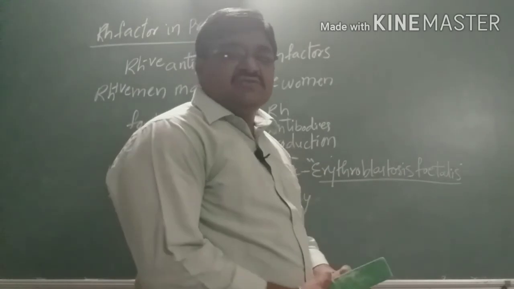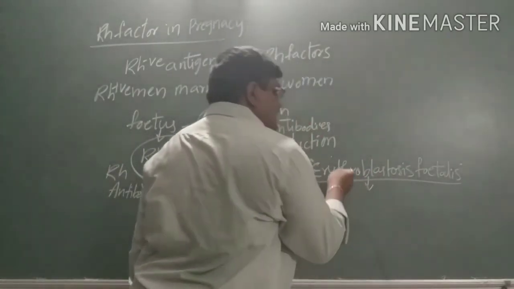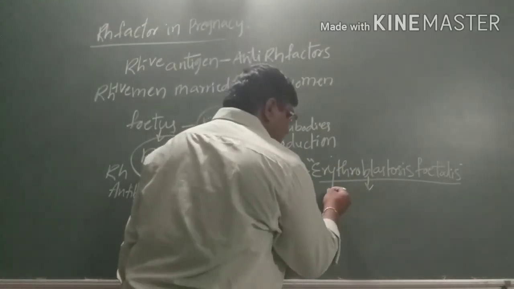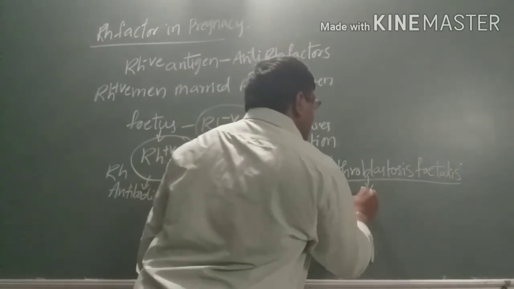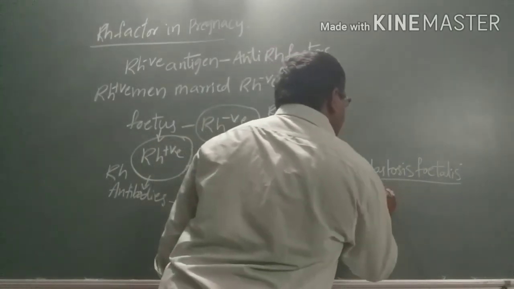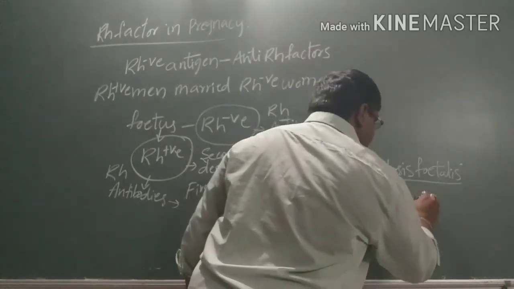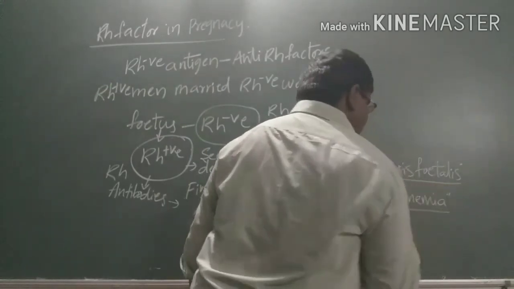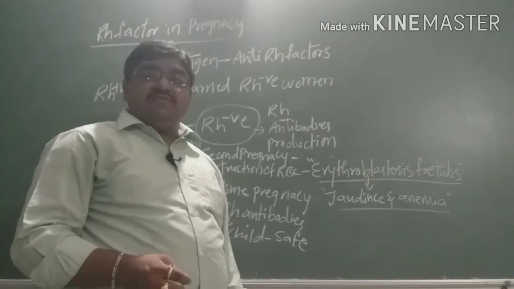Here are the symptoms. The womb may end in death of the fetus. Otherwise, if the baby is alive, it shows the symptoms jaundice and anemia, where destruction of RBC has taken place.